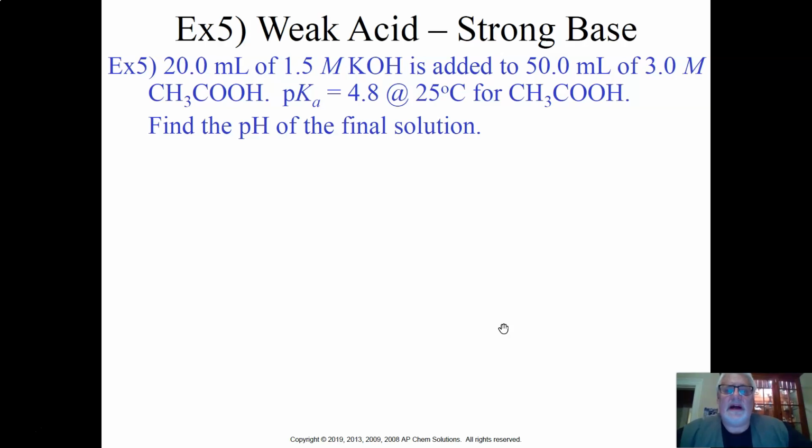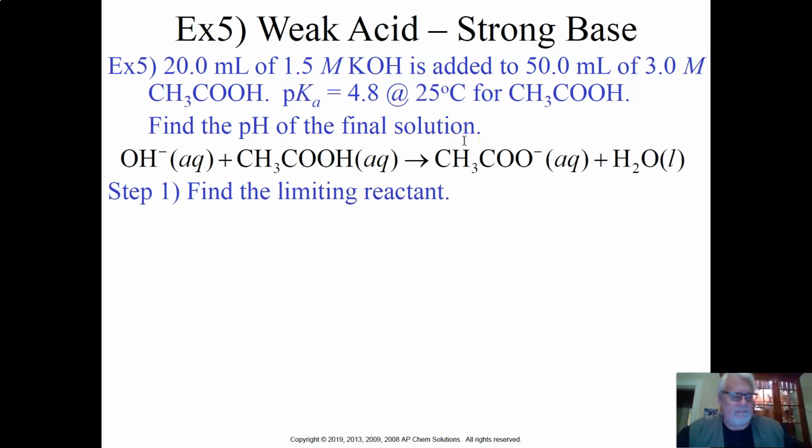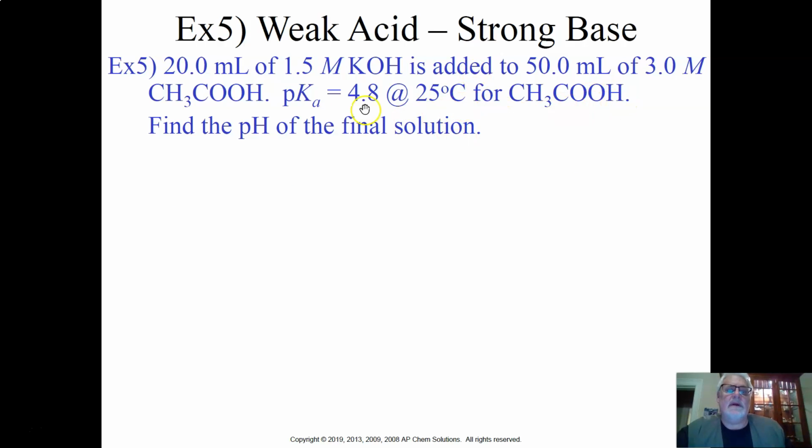This is example number 5, weak acid and strong base. So volume, concentration, different volume, different concentration. Here's your weak acid, and we know that you have a pKa value of 4.8. And then it says, given this information, what is the pH of the final solution? So if you remember, and you might want to just try this to see if it comes back to you, how to write the net ionic equation.